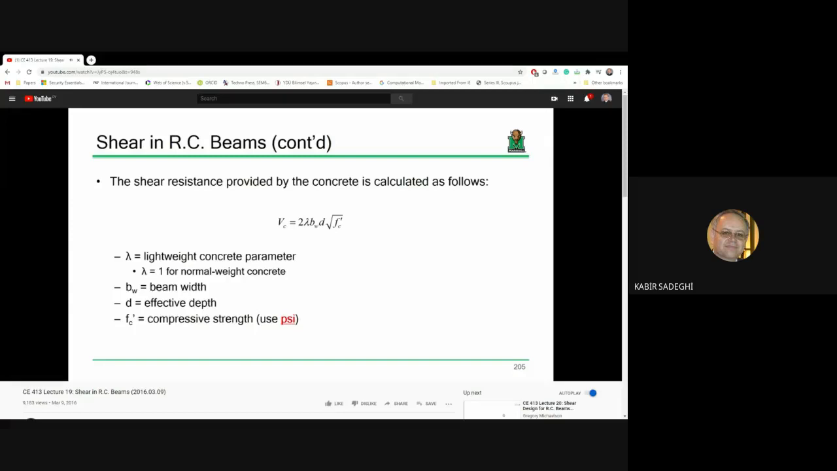So let's just make sure we're clear on a couple things. So lambda, remember, it's 1 for normal weight concrete. It's like 0.85 for sand lightweight concrete, 0.75 for lightweight concrete in general. b and d are the beam width and the effective depth. Square root of f'c, remember, put in psi, get out psi. Remember that? All right. So if you calculate V sub c correctly, you should get an answer in pounds, okay? Because b and d are in inches, so that's inches squared. This is psi, so it'll be psi times inches squared, which will be pounds. Are you okay with that?